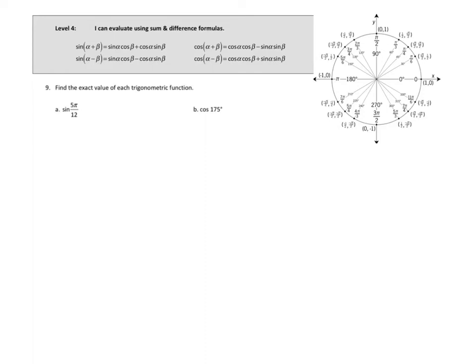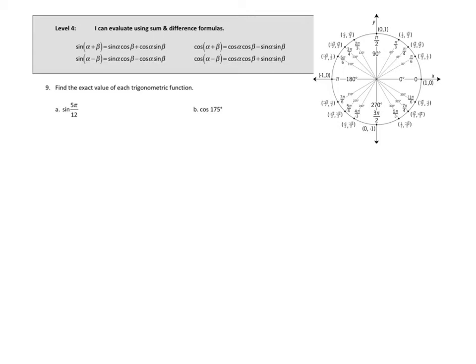In level 4, we will be evaluating sum and difference formulas. In my opinion, this is not a super hard level 4. It's pretty doable. And the way it works is we take a trig function that's not on the unit circle, and we use one of these formulas to evaluate it. Normally, I wouldn't be able to evaluate sine of 5 pi over 12 without a calculator because I don't know those coordinates. It's not on the unit circle.